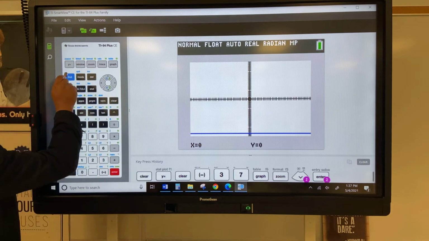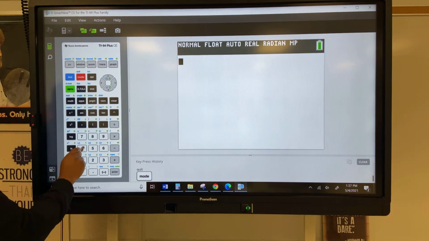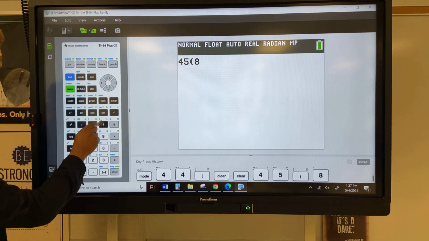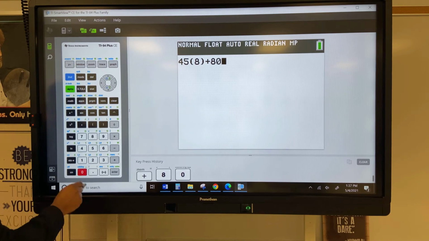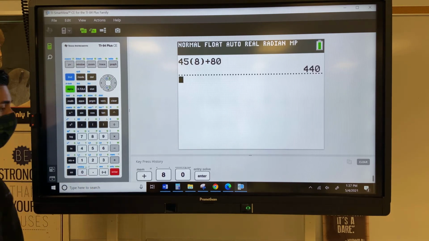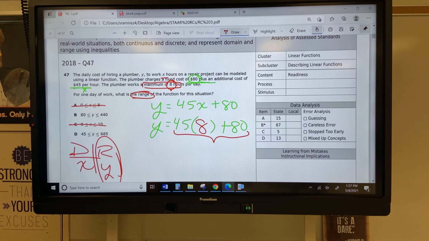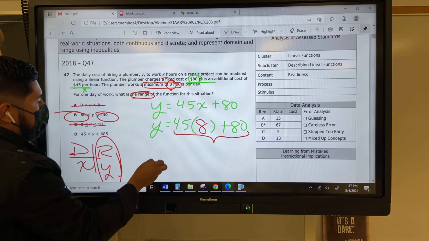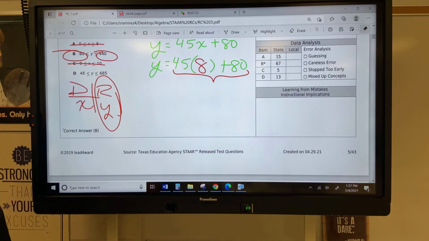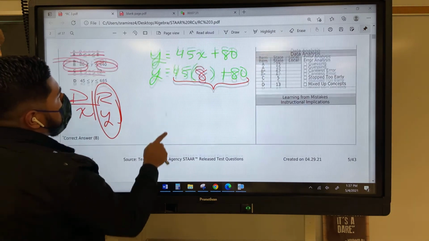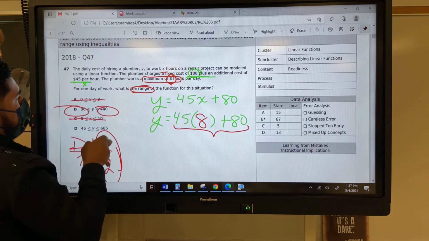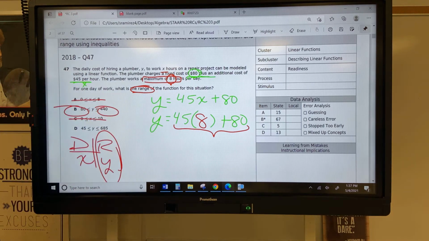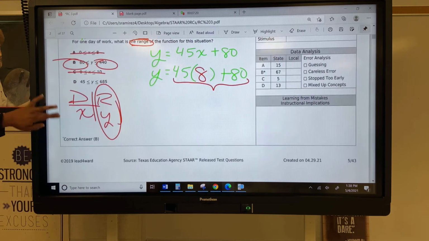Let's do that. Second quit. 45 parentheses 8 parentheses plus 80. We get 440. Which one has 440? Boom. Double check my answer. Boom. B. Easy peasy. So right here we did have to do a little bit of math, but first things first, write your equation, then use the information they gave you to input and find out what the answer is. Let's keep going.